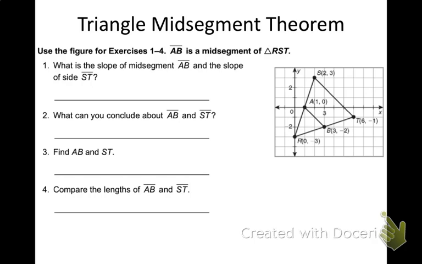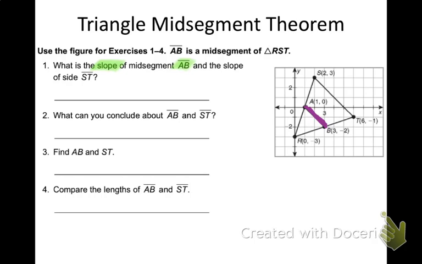So, number 1 here. It says, use the figure for exercises 1 to 4. AB is a mid-segment of RST. First thing it says is, what is the slope of the mid-segment of AB? So as I look up here, I have AB.